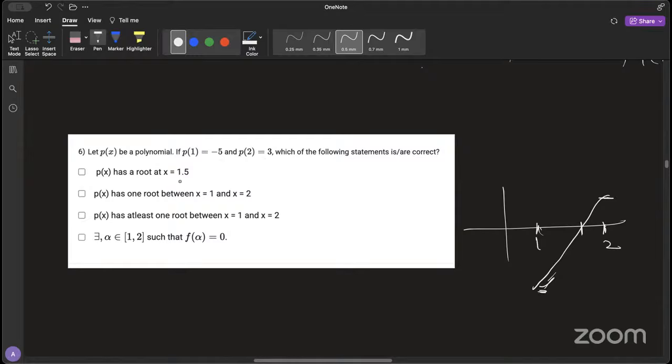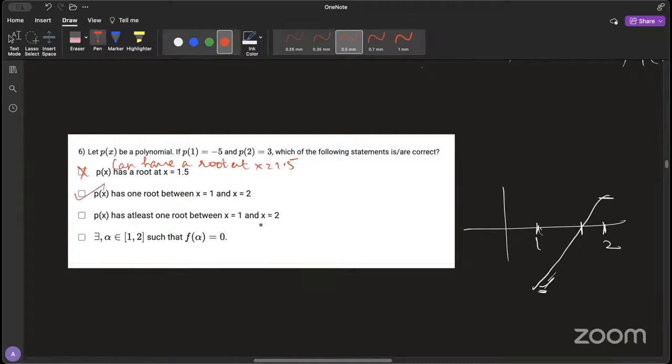p(x) has a root at x equals 1.5. This is not necessarily true. It would be true if this option said p(x) can have a root at x equals 1.5, but because it says it has a root, it should be incorrect. p(x) has one root between x equals 1 and 2. This should be correct because we see that there is a root between 1 and 2. p(x) has at least one root between x equals 1 and x equals 2.